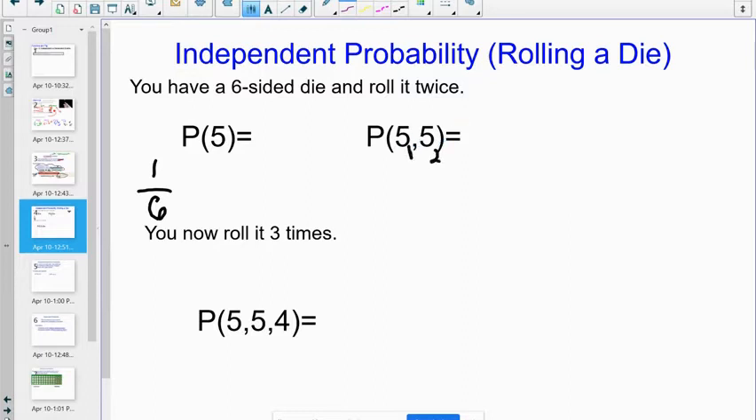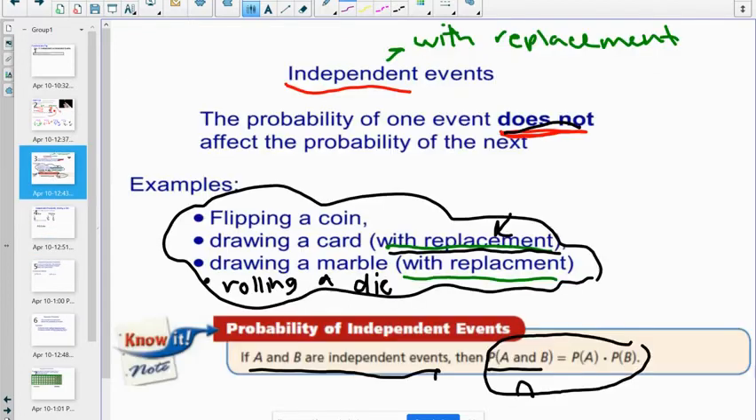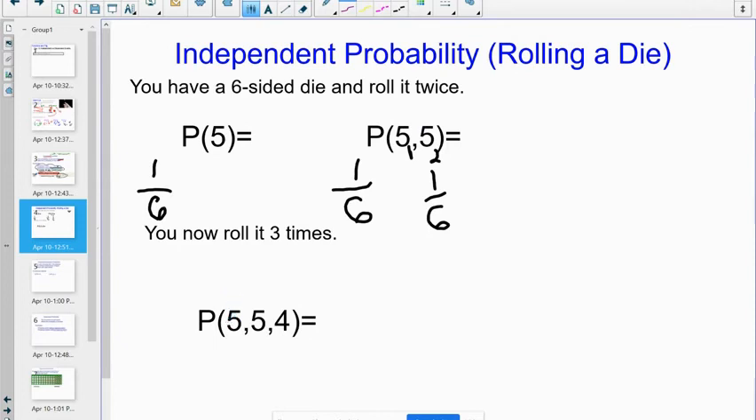Now, probability of rolling a 5 on your first roll, and then a 5 on your second roll. On your first roll, we just did that here. That was 1/6. And then your probability of getting a 5 on your second roll is also 1/6, because if you were to roll a die again, it's not changing. Remember that key thing here that we had? Probability of A and B.